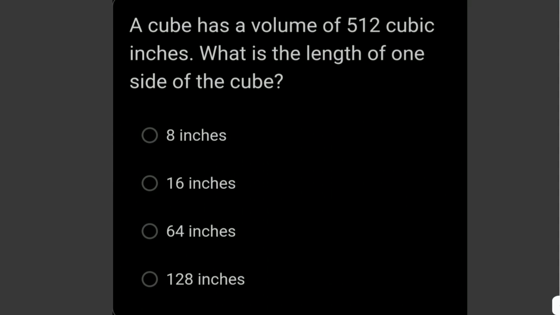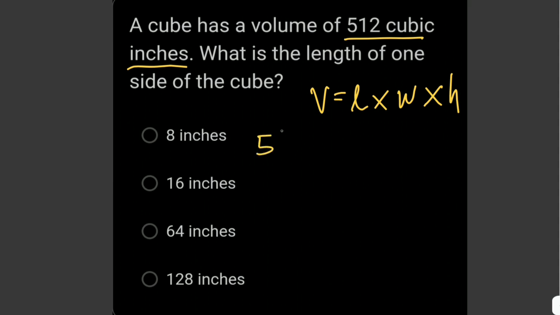A cube has a volume of 512 cubic inches. What is the length of one side of the cube? Since the given shape here is a cube, therefore the length, height, and width will have to have the same measure. So the volume, which is equivalent to the length times width times height, and it is given that it is equivalent to 512 cubic inches.